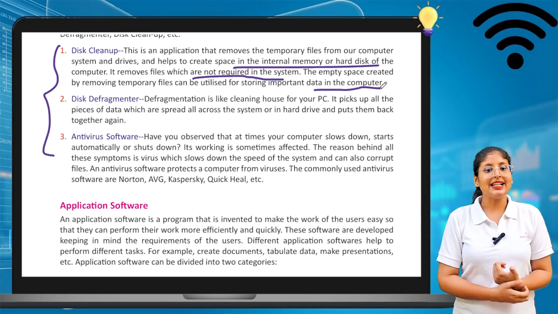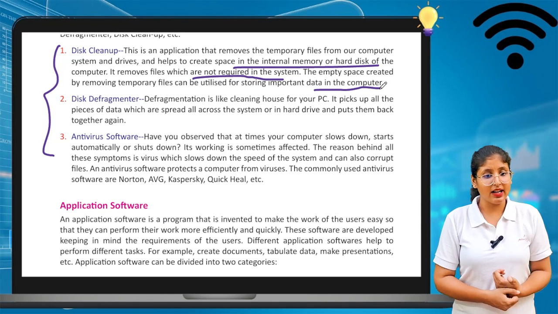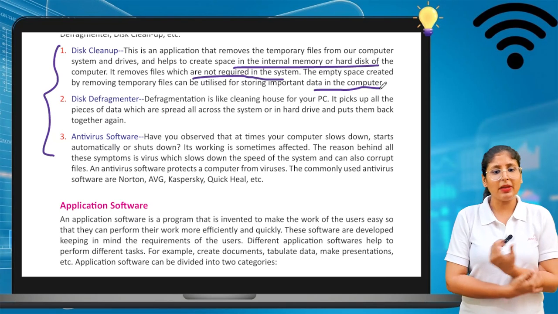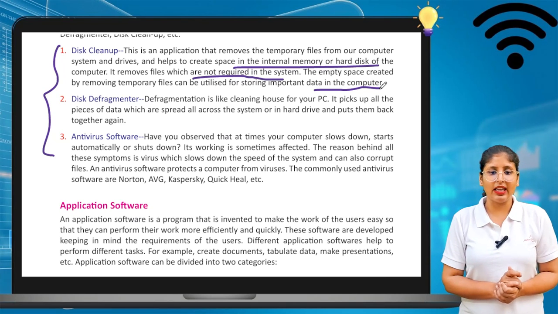Second is disk defragmenter. What does this defragmenter do?